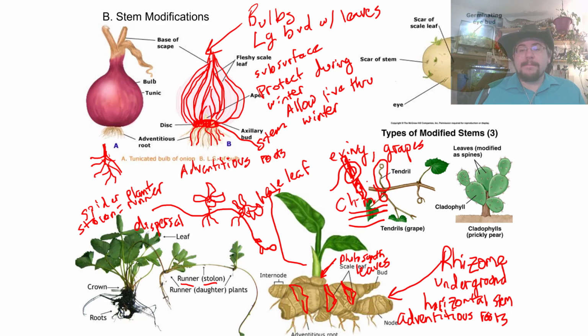So in peas and pumpkins, the tendrils are actually directly modified from the leaves, but I keep them in the stem modifications because leaves are direct modifications of the stem. So tendrils can be derived from the stem, and they can be derived from the leaves.